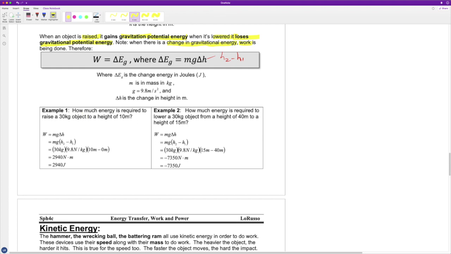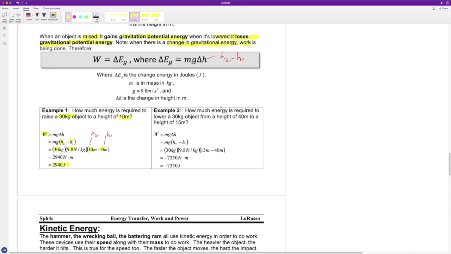How much energy is required to raise a 30 kilogram object to a height of 10 meters? All right. Well, mg delta H, that's our work formula here. Work due to gravity. So delta H is our H2 minus H1: 30 kilograms times 9.8 times 10 minus 0, because that's your final height. This up here is your H2, and this there is your H1. And that works out to 2,940 joules.